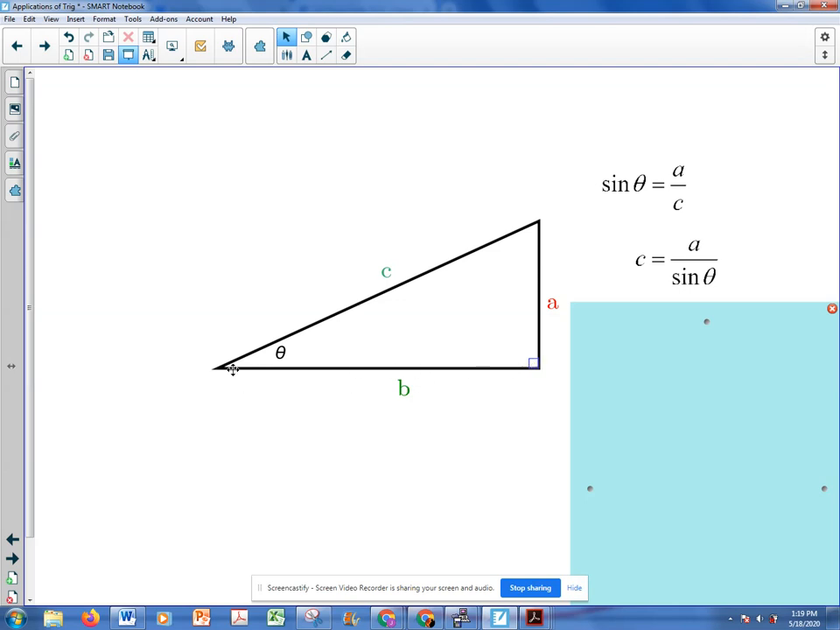What's the B? That's the run. That's the horizontal. Rise over run. It's a slope. Tangent has to do with slope. Tangent equals A over B, so I know A. I want to find out B.